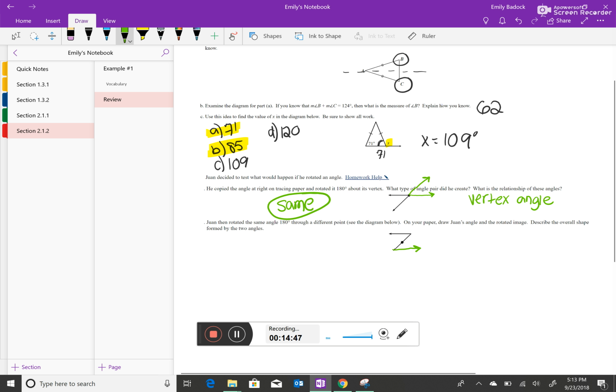And if you guys want to test my theory, if you don't believe that I'm right, you can get trace paper out and redo it. But all I did was turn it, because I used the same method I did here. If I'm rotating this 180 degrees, guess what it's going to make? A straight line. So rotating this little one right here 180 degrees makes a straight line. And then all I did was connect that straight line with its arrow. It says describe the overall shape formed by the two angles.